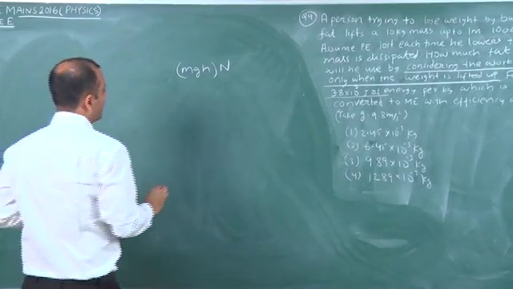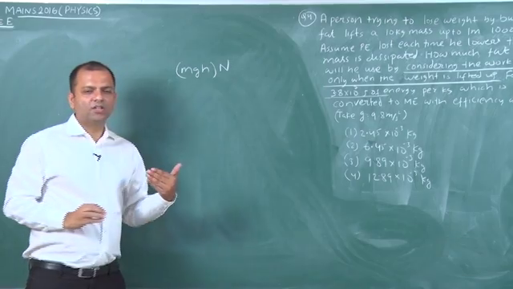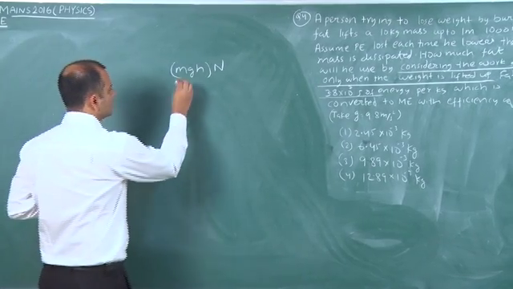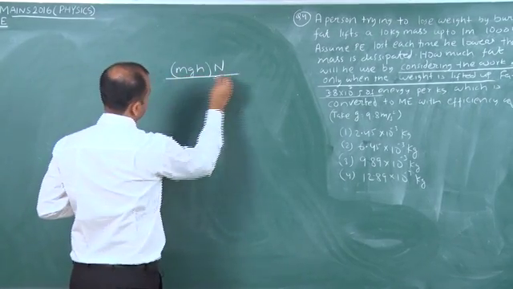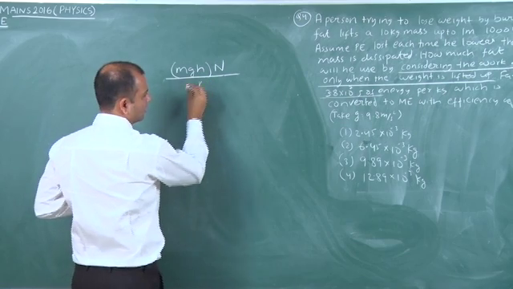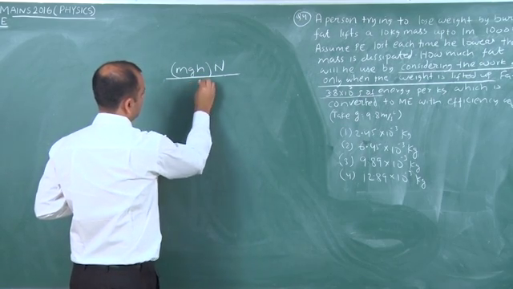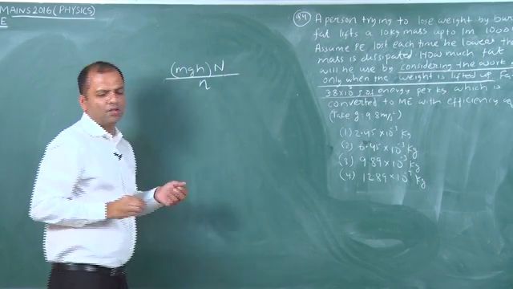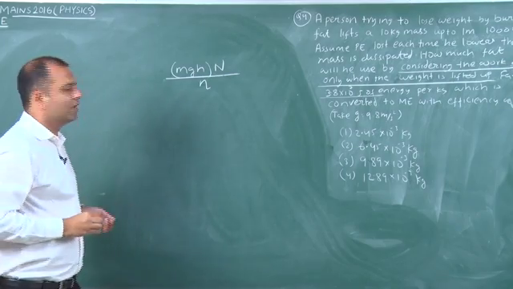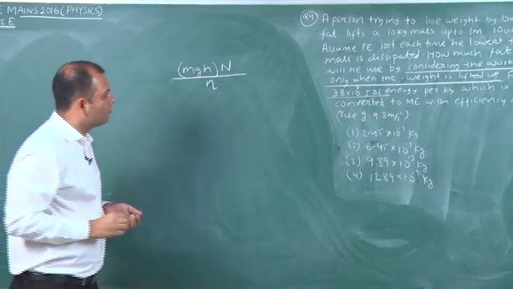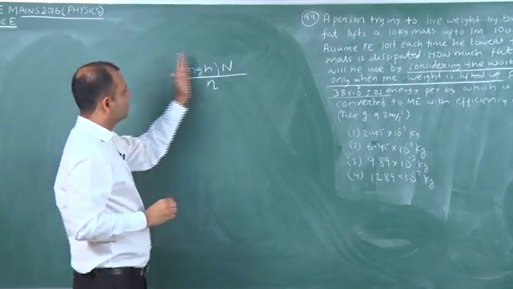To do this amount of mechanical work, how much heat must he burn? Obviously, he must burn heat which is equal to this divided by efficiency. This much heat is used up. So, we have to find the mass of fat which will burn to give this much heat.